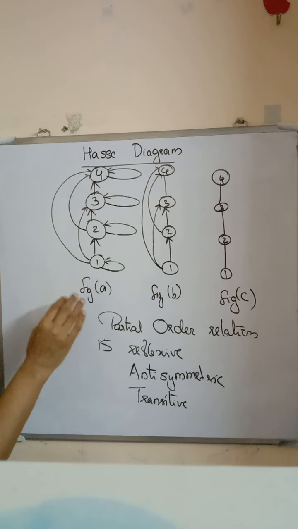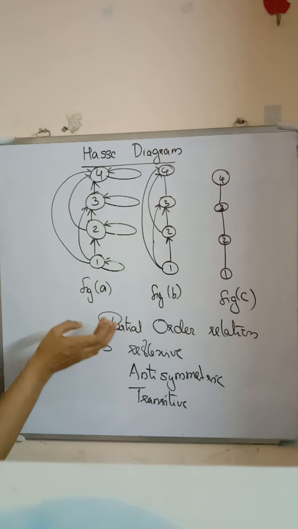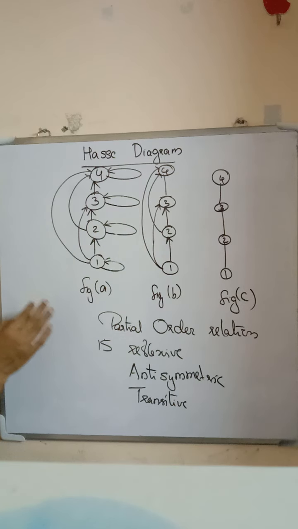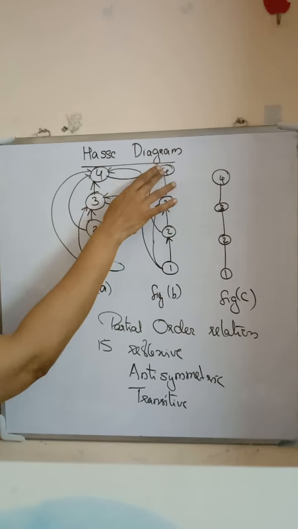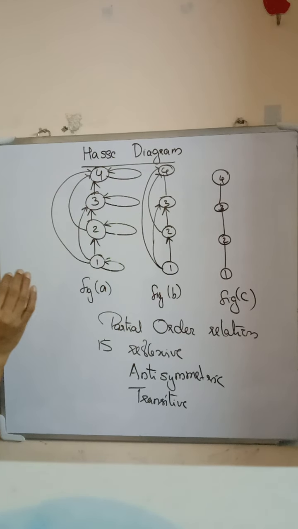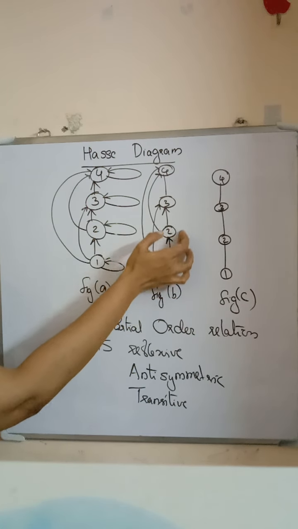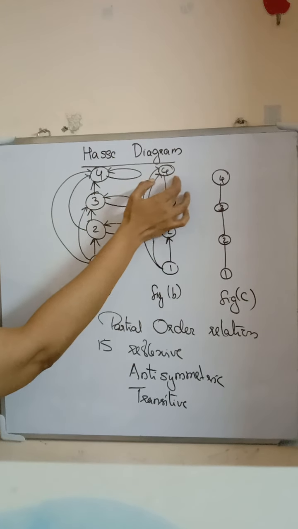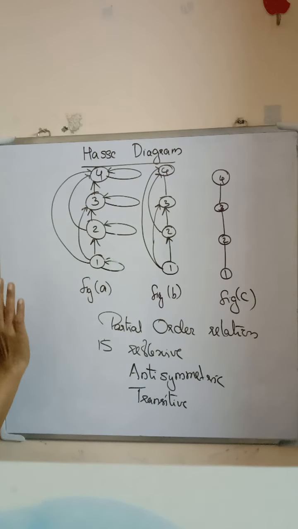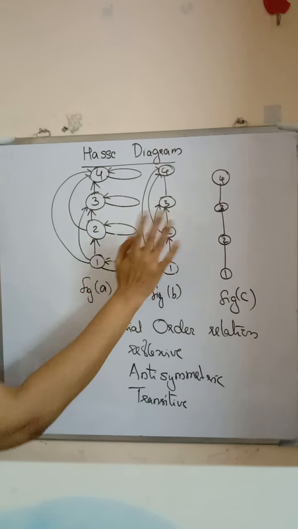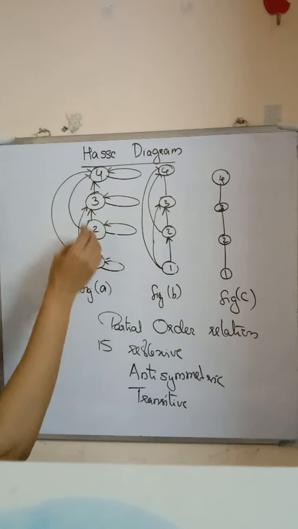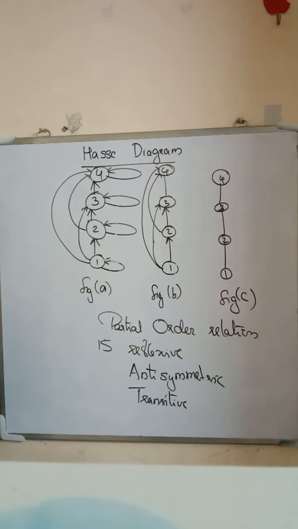There is no need to represent reflexivity for a partial ordering relation because a partial ordering relation is clearly reflexive. If 1, 2, 3, 4 are the elements in the partial order set, then definitely 1 related to 1, 2 related to 2, 3 related to 3 and 4 related to 4. So there is no need to show the relation by a loop. So we delete from this figure the loop representations.